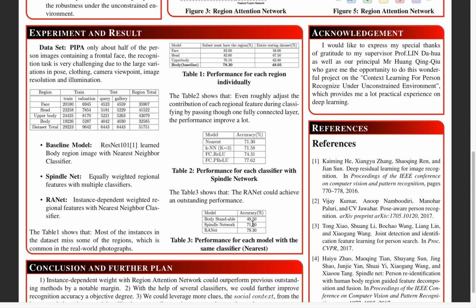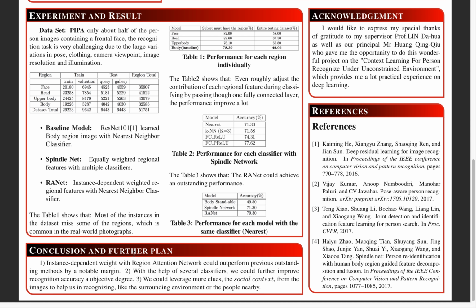And from the result of the experiment, we could see that first, the instance-dependent weight with the region attention network could outperform the pure spatial method by a notable margin. And second, with the help of several classifiers, we could further improve the recognition accuracy to some degree. But we are now only leveraging the visual context. We could leverage more clues like the social context from the image to help us in recognizing, for example, the surrounding environment or the people nearby.